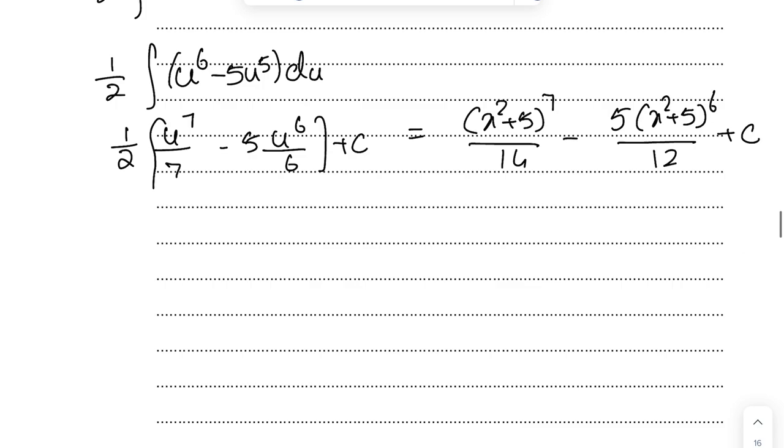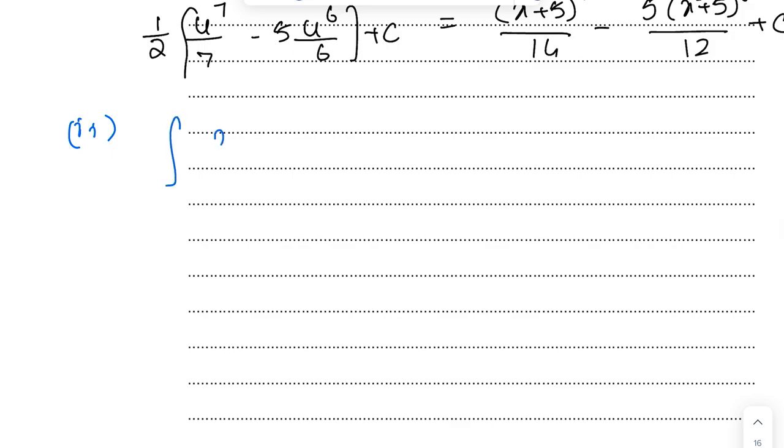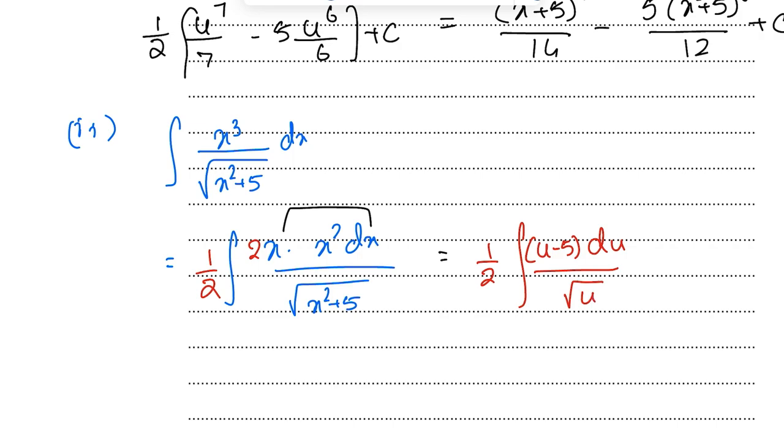Now coming to the second part, x cube upon square root of x square plus 5, integral of x cube upon square root of x square plus 5 dx. So it becomes x times x square dx upon square root of x square plus 5. So what is x dx? Again 2 is missing, so multiplying and dividing by 2. So 1 upon 2, 2x dx is du, x square is u minus 5, divided by square root of u. So what does that become? 1 upon 2 times u minus 5 upon square root of u du.